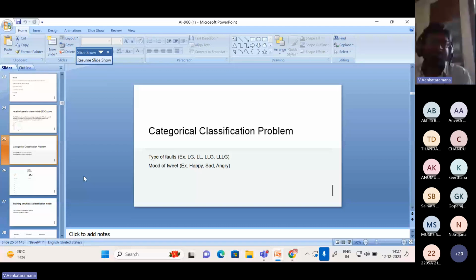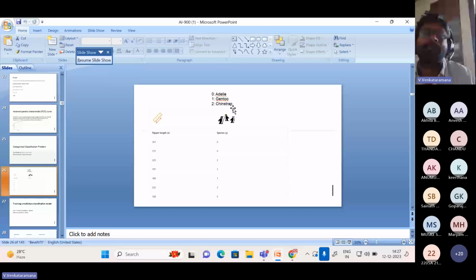So try to understand. Let's assume there is one problem I want to address with you. Let's assume I want to identify the type of penguin species based on its flipper length. There are different types of penguins, Adelie, Gentoo and Chinstrap, which are represented as 0, 1, and 2. So this classification is based on the flipper length.